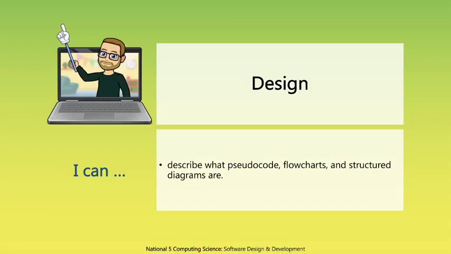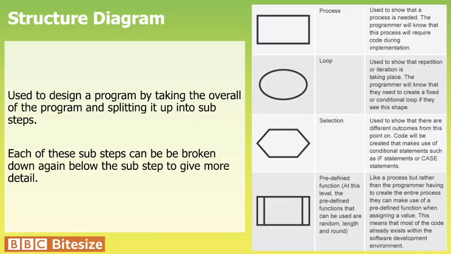Now it's on to design. Within design, we are taking our analysis and we're designing a solution to make sure our functional requirements are met. And we might do this using pseudocode, using a flowchart or structured diagram. So at National 5, we need to be able to read and understand all three, but you're only expected to be able to write one of them. So we're going to have a look at all three of these in this section. Let's dive in and start with structured diagram.